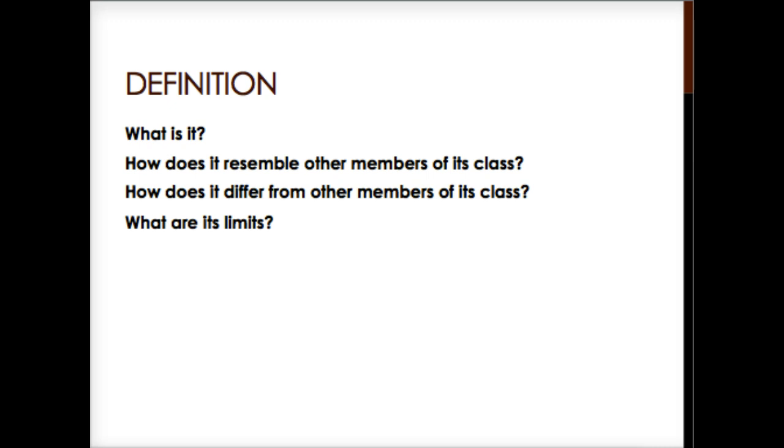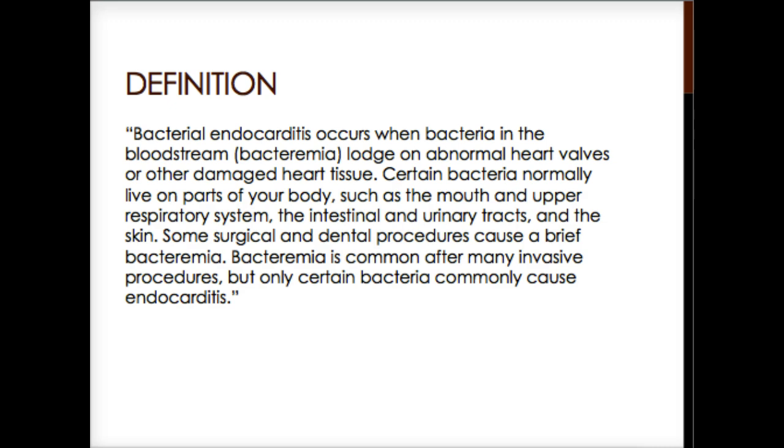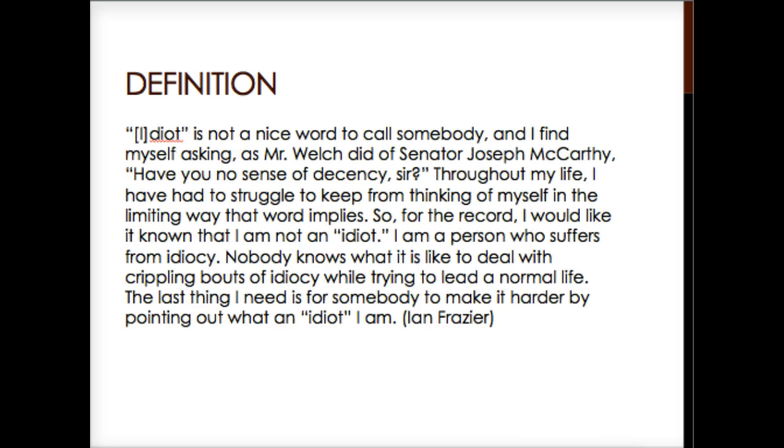So we have to go back to this. What is it? How does it resemble other members of its class? How does it differ? What are its limits? So this definitely tells us what endocarditis is and how it occurs. And then it gives an example of the bacteria and where they can lodge. How about this highly subjective definition? See how it differs from the scientific one.